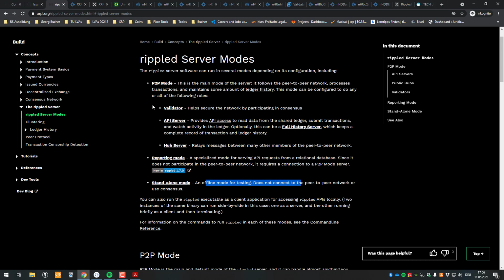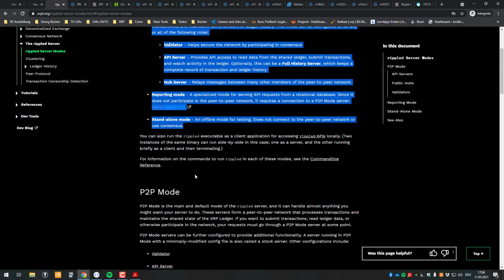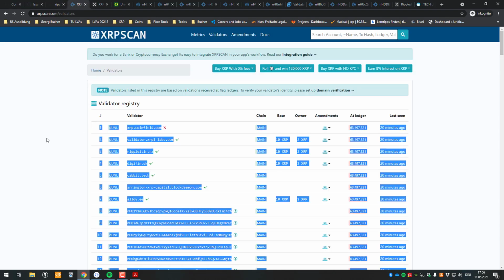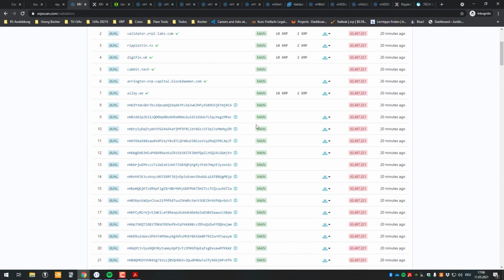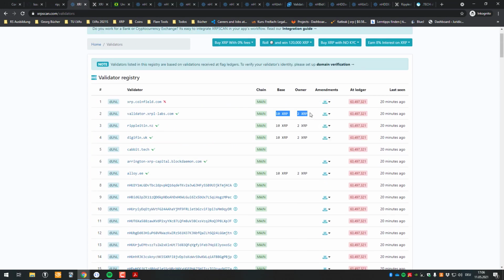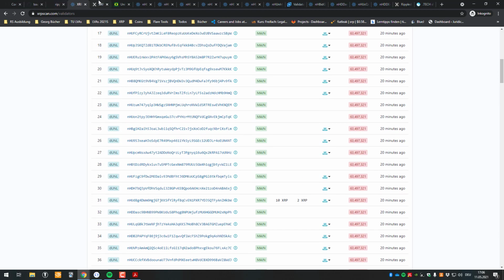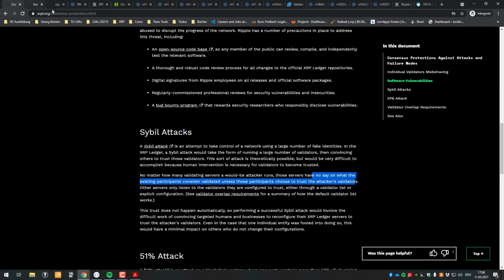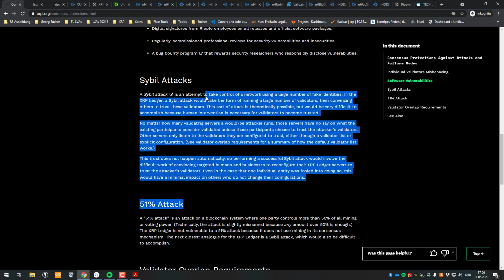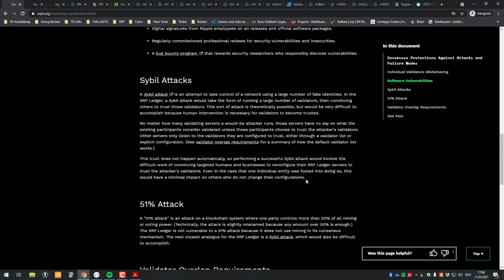So I already explained the amendments. I explained the fee voting. And now let's go to the last attack vectors we've got there. We already ruled out that a Sybil attack is unlikely, like a single person or group of people just pulling up 160 validators to take over the system. Yes, XRP is decentralized and stuff like that. So like I said, that is highly unlikely.